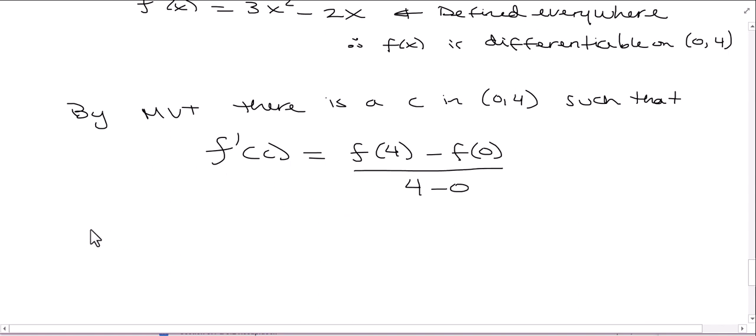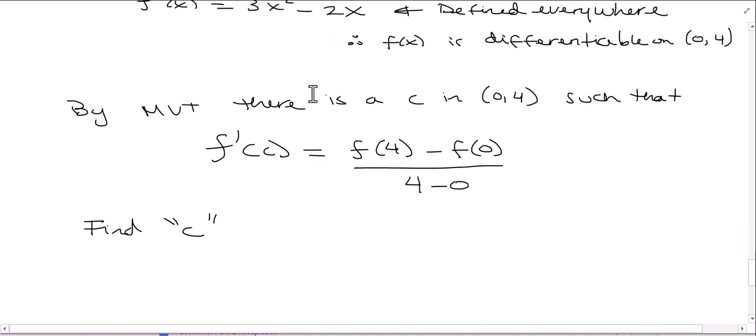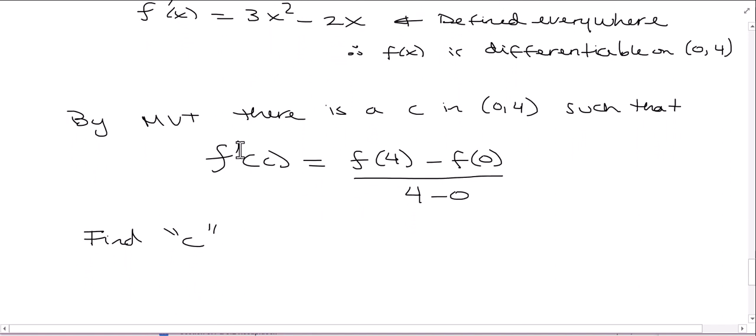For the next part, we want to find the c. So find the value of c guaranteed by the mean value theorem. I have my derivative over here. f prime is 3x squared minus 2x. So f prime of c is going to be then 3c squared minus 2c, right? f prime of c, f prime of x, just replace every x with c, equals f of 4.